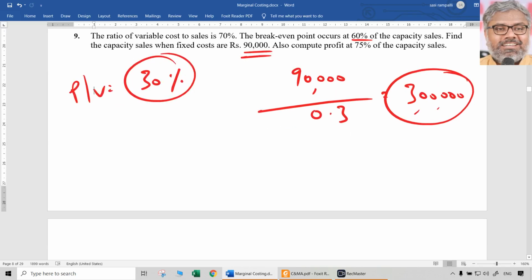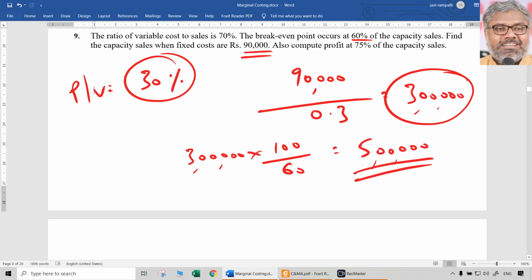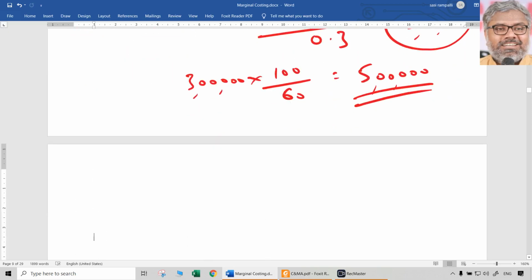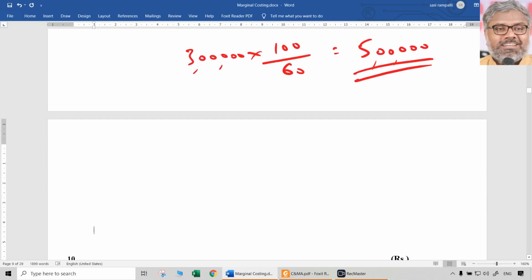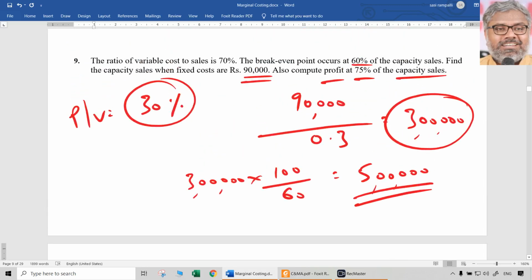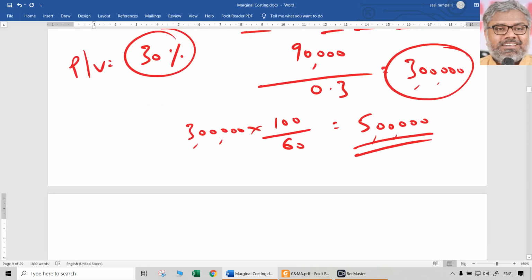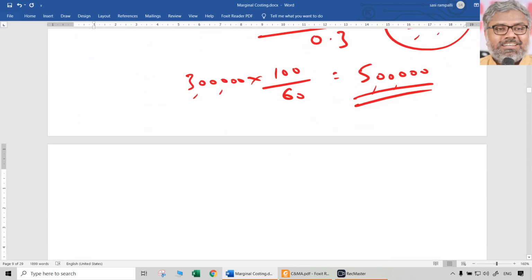It is occurring at 60% of the capacity sales. So naturally, what will be the capacity sales? 100%. So 3 lakhs into 100 by 60 will be how much? Naturally 5 lakhs. So that is the capacity sales. Also compute profit at 75% of the capacity sales. If 75% of the capacity sales are achieved, then how much will be the profit, it is asking. So capacity sales are 5 lakhs, but sales are not achieved at 5 lakhs. Only 75% of that is achieved. So 75% of 5 lakhs will be how much then? That is 3 lakhs 75,000 sales.